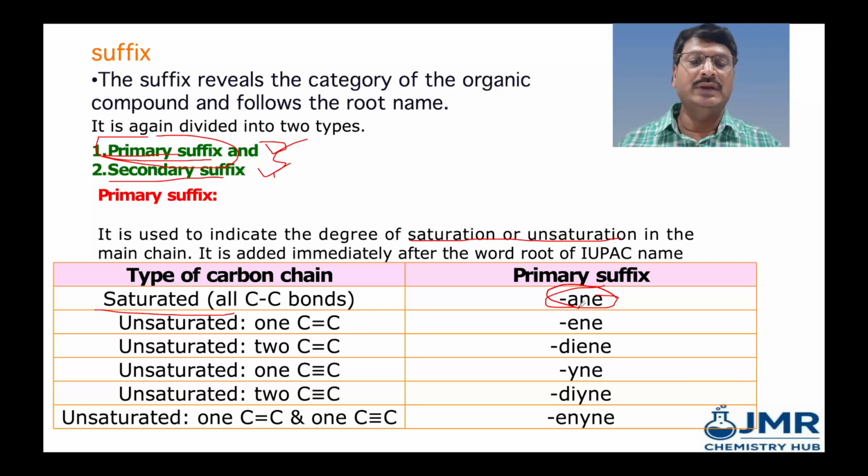The suffix word for alkanes is "ane." If it has a double bond, the suffix word is "ene." If it has a triple bond, the suffix word is "ine." Like that. So saturation, unsaturation will be indicated by this. Depending upon this, you give the suffix word: "ane" for alkanes, "ene" for alkenes, "ine" for alkynes.